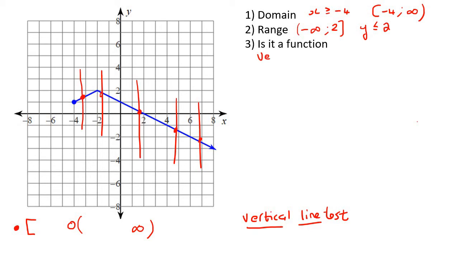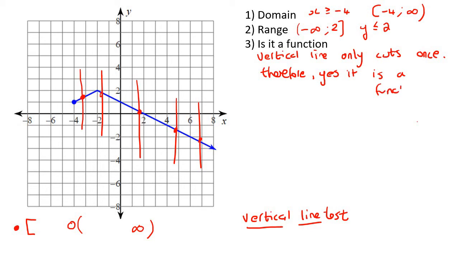So we can say that the vertical line only cuts once. Therefore, is it a function? Yes. Yes, it is a function.